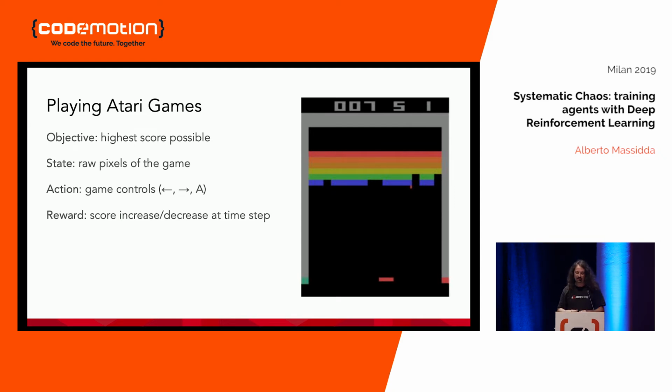The state, in this case, is the raw pixels of the game. So I feed the pixels of the game, which is just a matrix of numbers, to my neural network. The actions are the game controls, so left, right, A to fire the ball, and nothing. There's always one plus action, which is stay still, don't do anything. And the reward is the score increase or decrease at each time step. You break a brick, you get +1. You lose a life, -1.